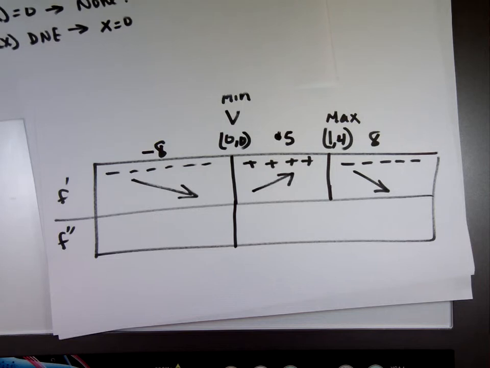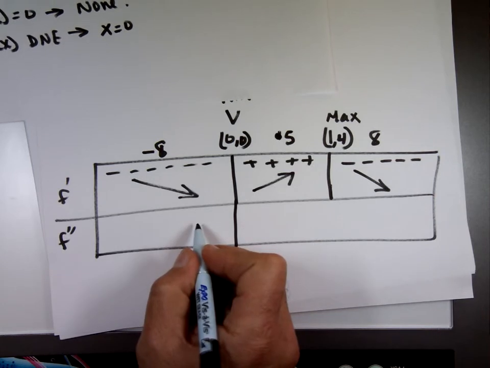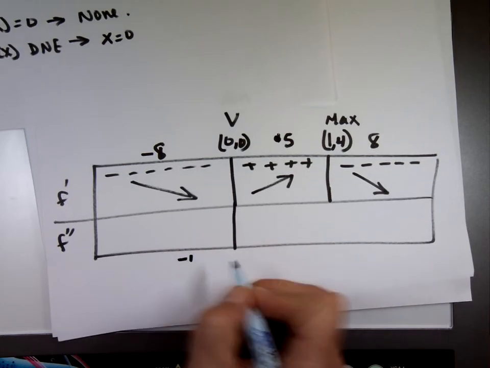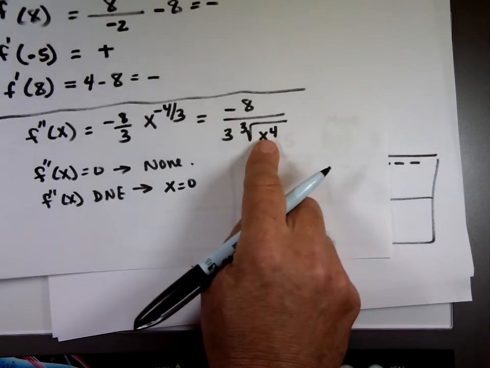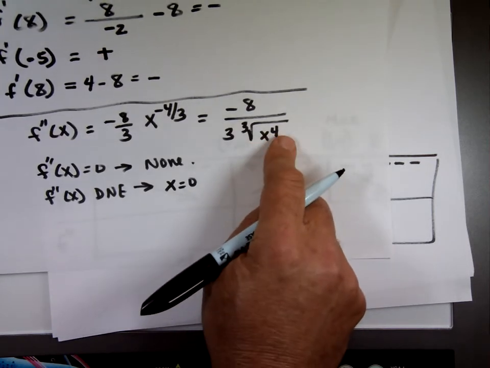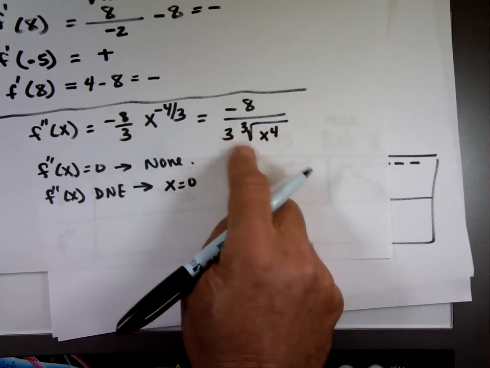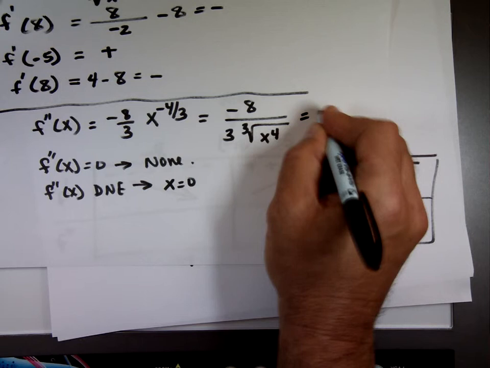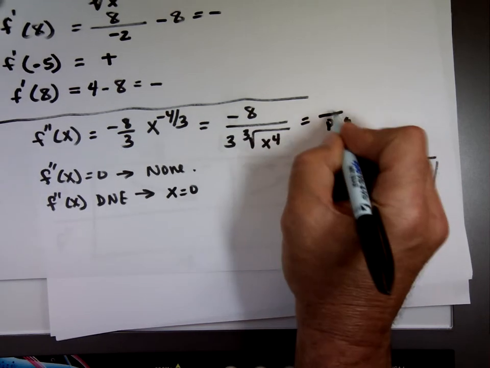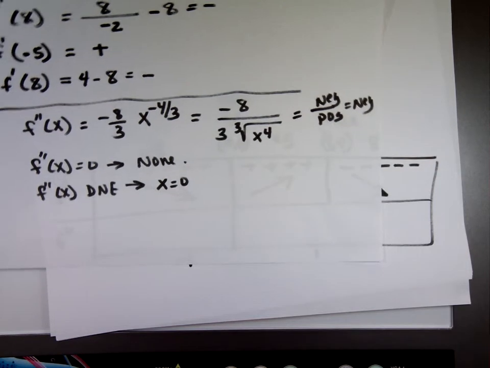Take a test point. Less than 0, I'll use a negative 1, just to show it doesn't matter. More than 0, I'll use a 1. It doesn't really matter what numbers I use, I know the answer. When you put a number and raise it to the 4th power, that's an even power. If that number is positive or negative, when you raise it to the 4th power, that's what? Positive. The cube root of that is positive. Times 3, that's positive. So the bottom is always positive, regardless of what number you use. The top is always negative. What's a negative over positive? Negative. So the second derivative is always negative. Always concave down.